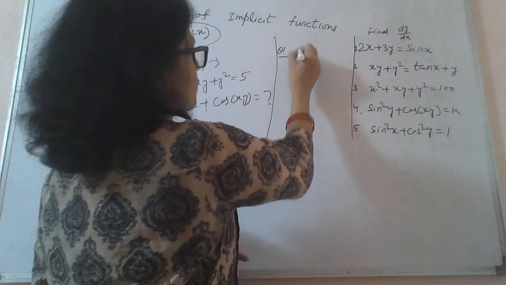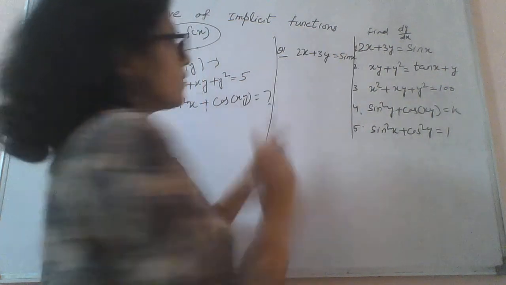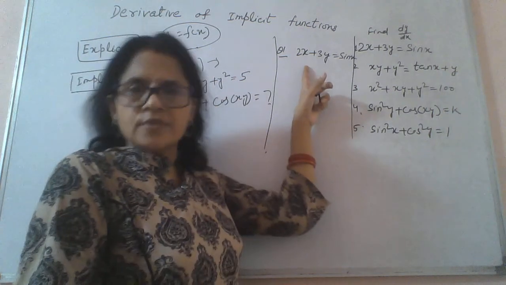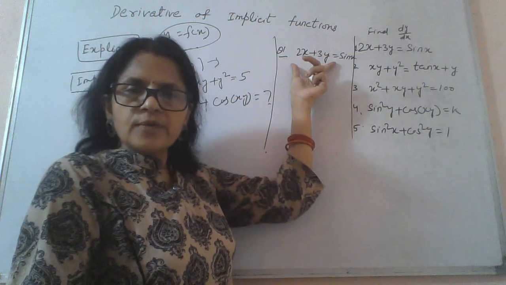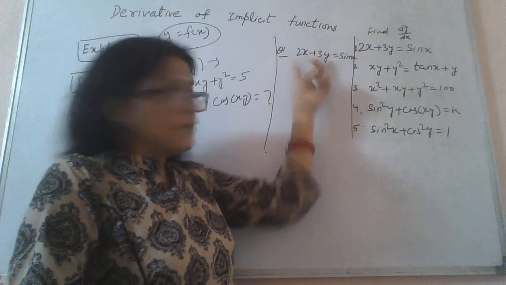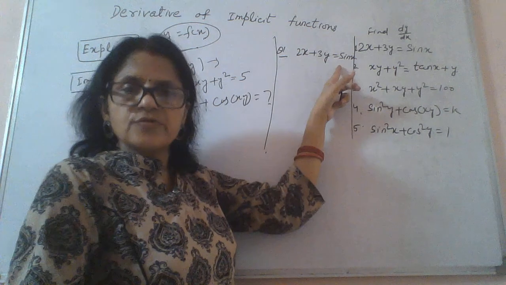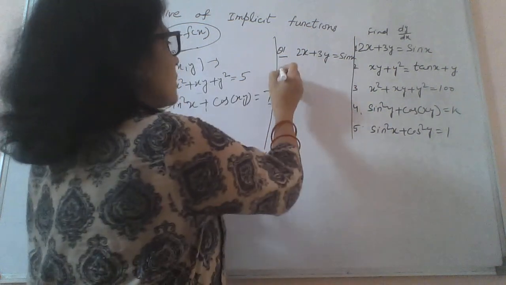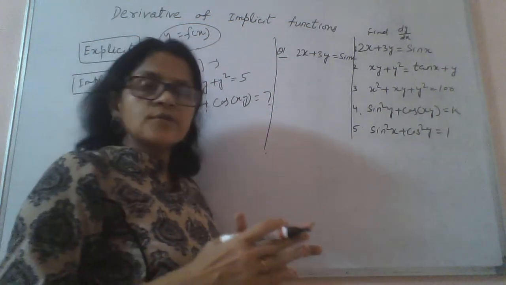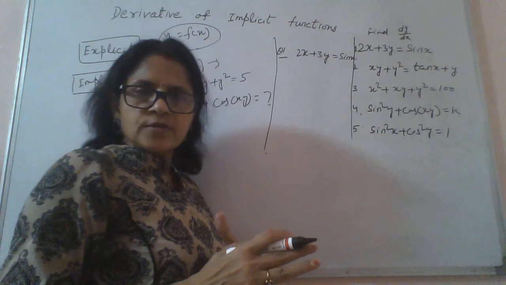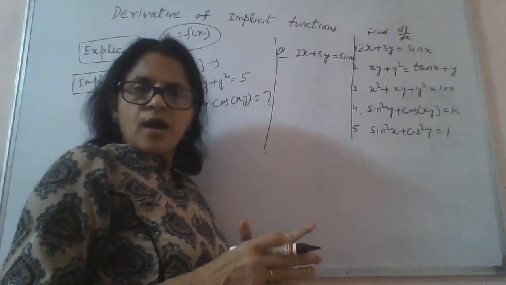First question is 2x plus 3y equal to sin x. This is actually not an implicit function, because in this case y can be expressed in terms of x. You can write 3y equal to sin x minus 2x, and then we can easily differentiate. But here the purpose is to take it as an implicit function and see how to differentiate.